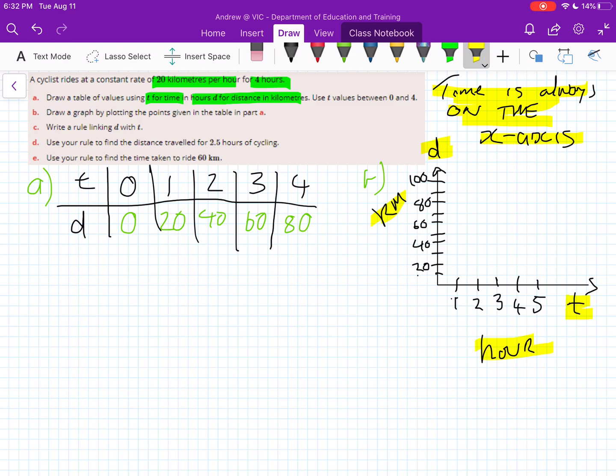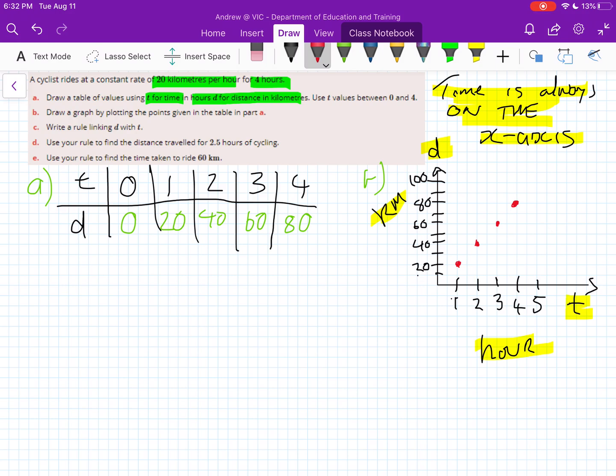So it's always good to do this table of values first, just so you have an idea. So we're going to plot these. And I'll do this in red. So 1 hour's 20. Got that there. 2 hours is 40. Got that there. 3 hours is 60. 4 is 80. Okay. So I've plotted those points and done part B there.